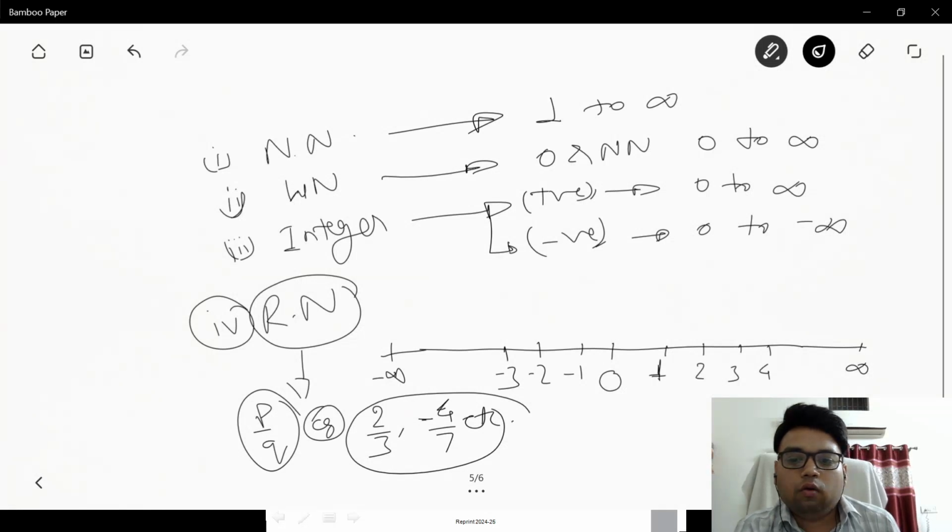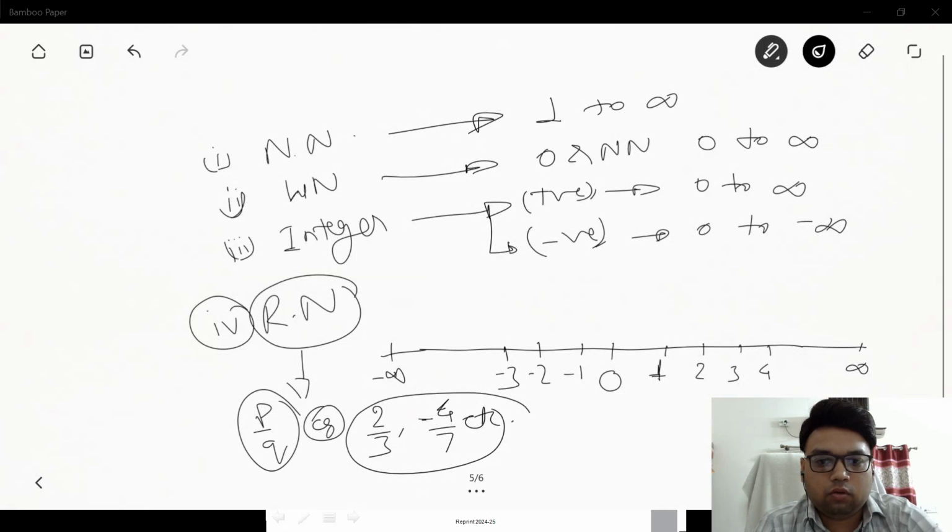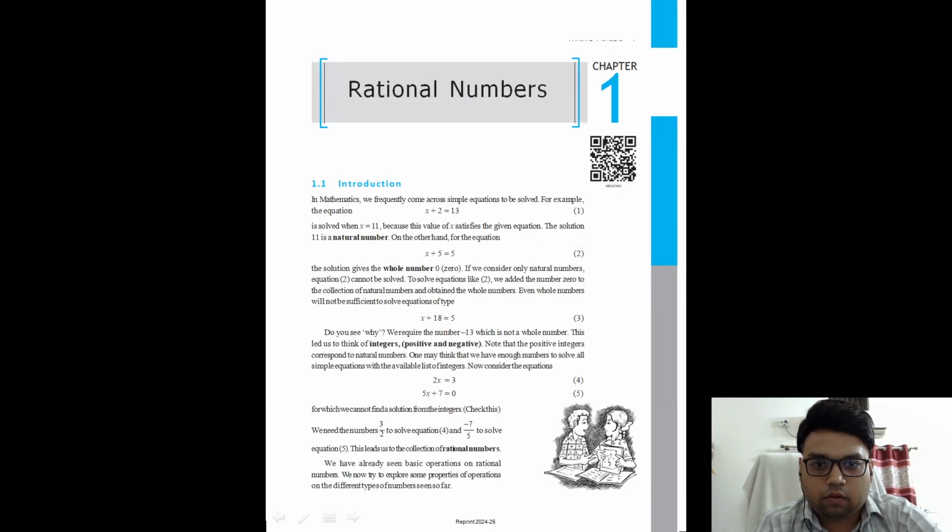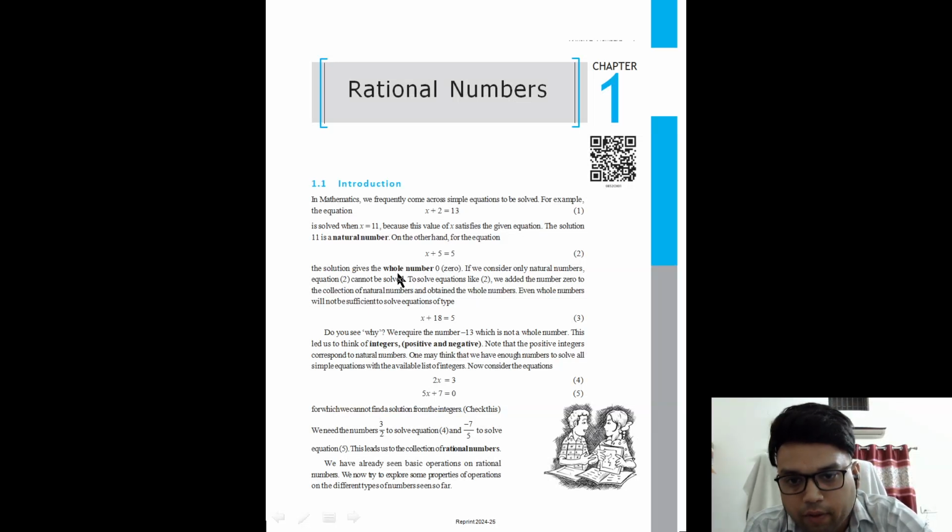Now we have to move forward to our book. Here in the introductory part some examples were given. This is example number 1: x plus 2 is equal to 13. Then what is the value of x? Here we are putting the value of x as a natural number. In example number 2, x plus 5 is equal to 5. Then what is the value of x? Here we are putting the value of x as a whole number.